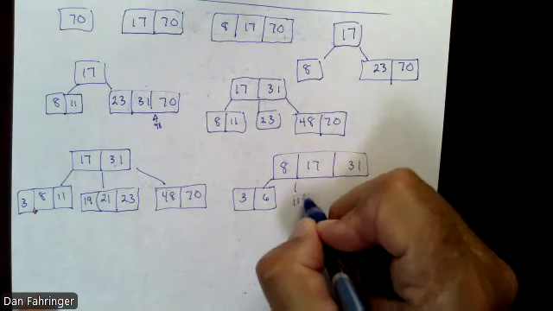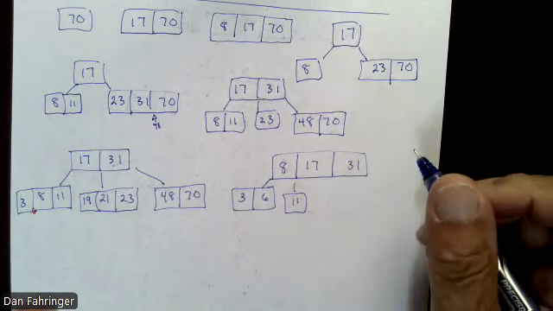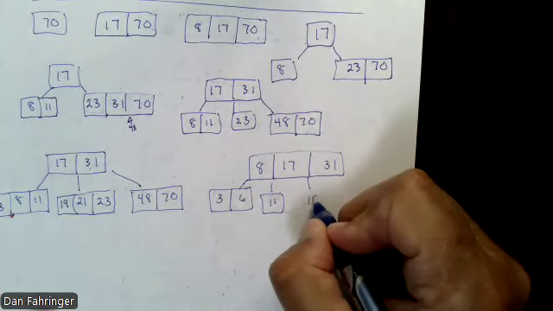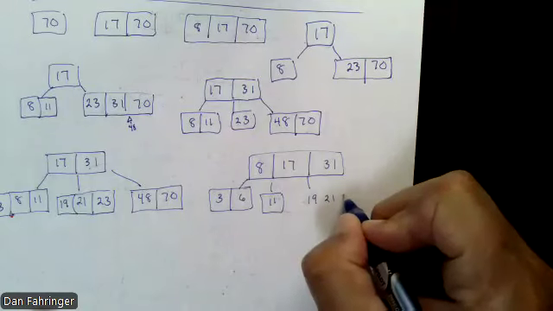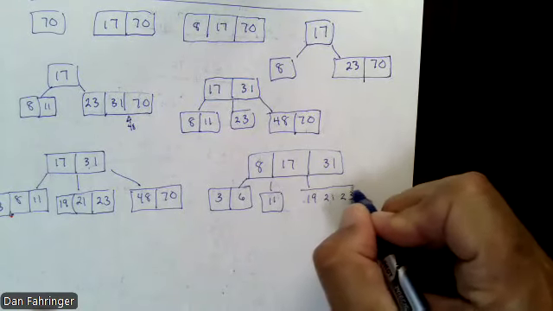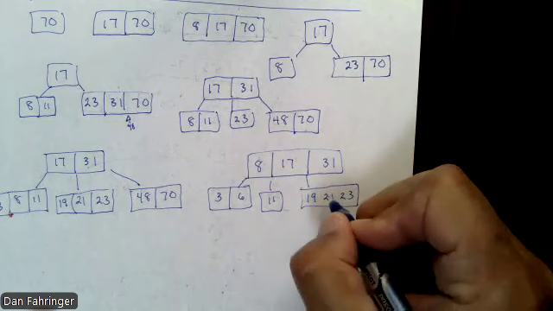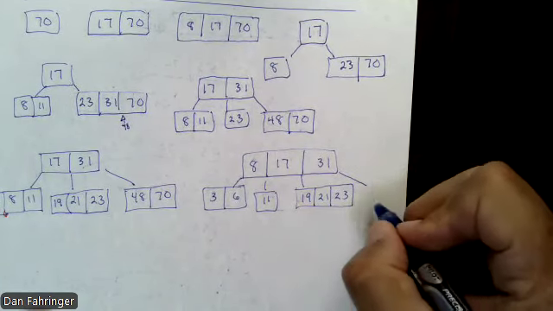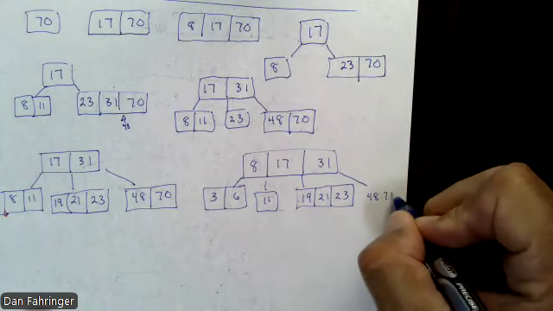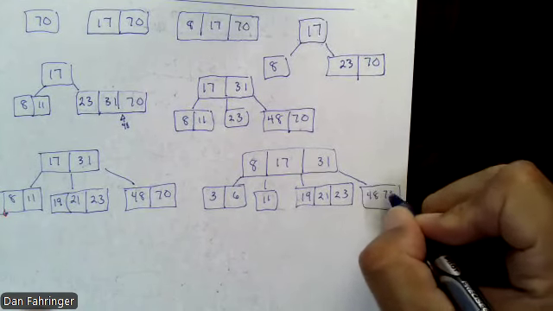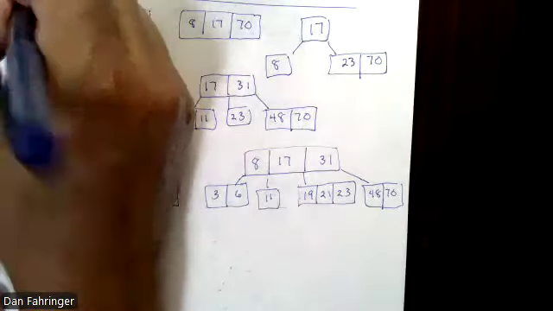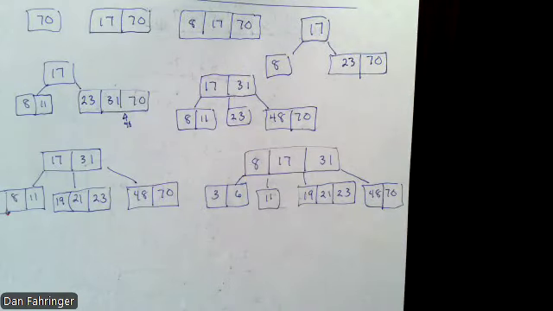11. 19, 21, 23. 48 and 70. Good. I hope that's what you got. So we added the 6 and we got all kind of craziness.